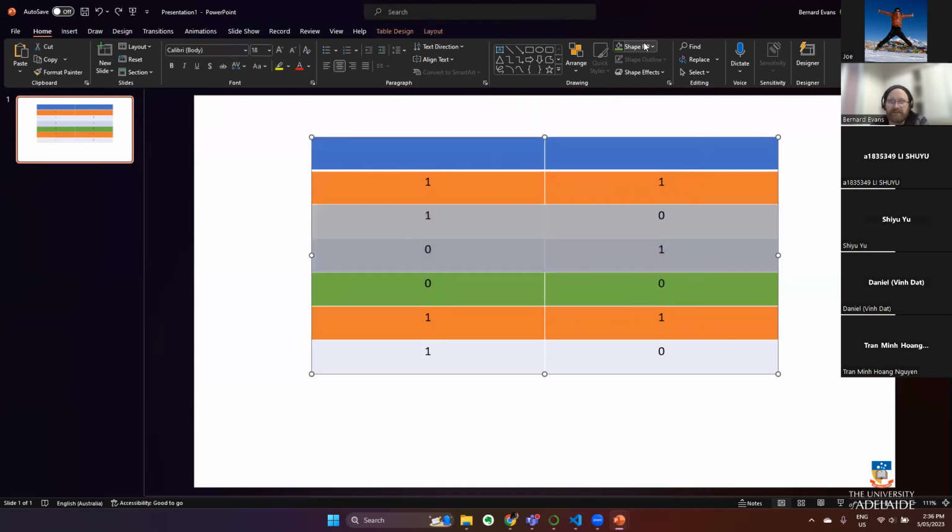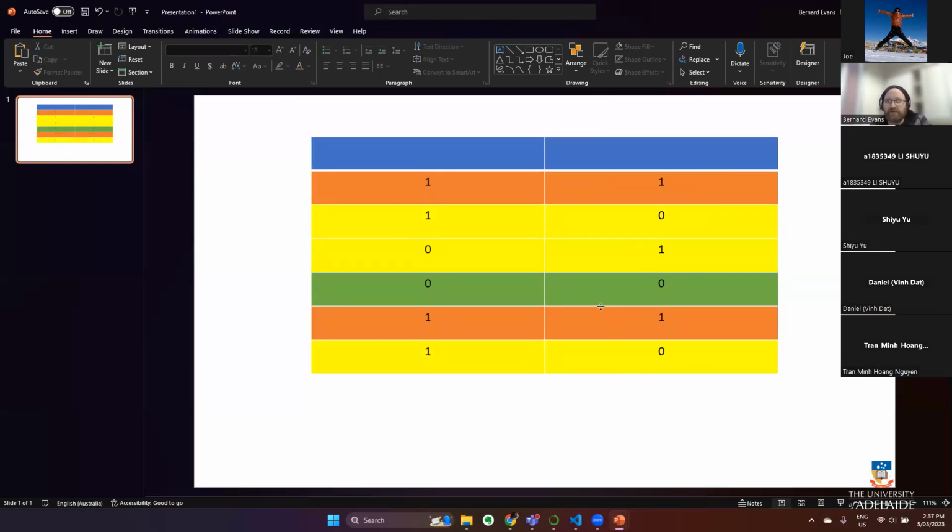So the only columns I need to worry about are these yellow ones, right? Basically what I'm saying is, what is the probability I pick an orange rather than a yellow? Well, I've got 2 oranges I could pick and 3 yellows I could pick. So the chance of me picking an orange is 2 out of 5.